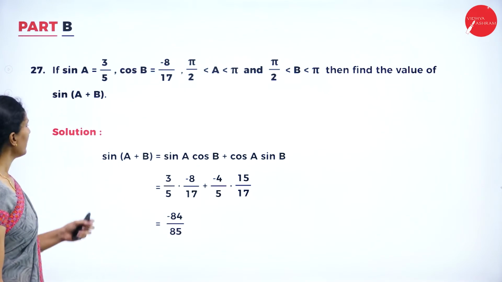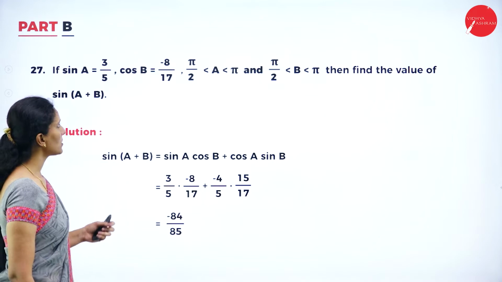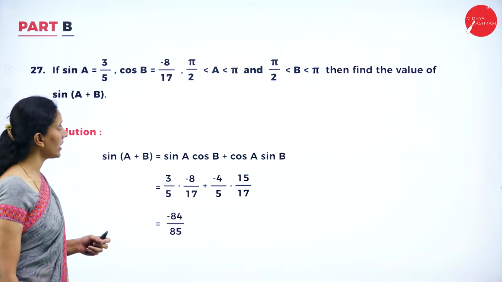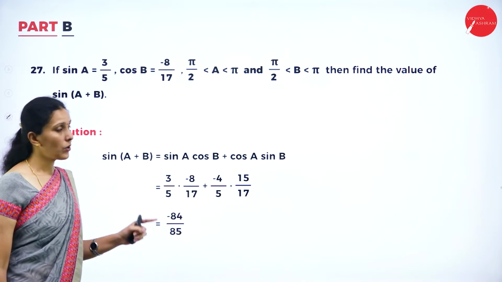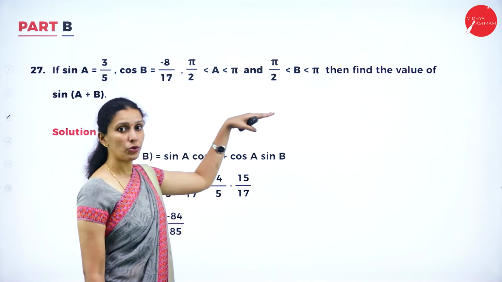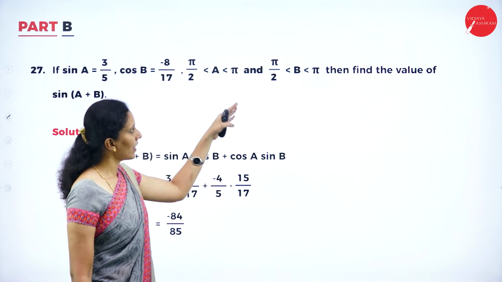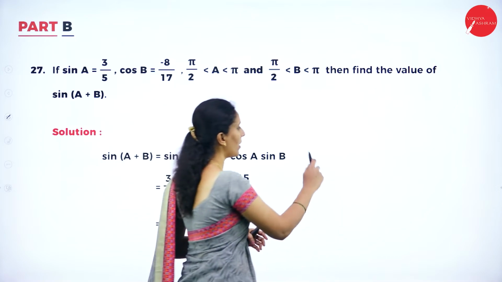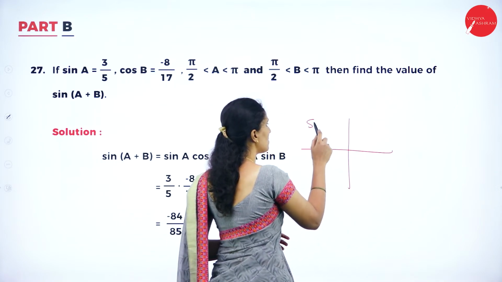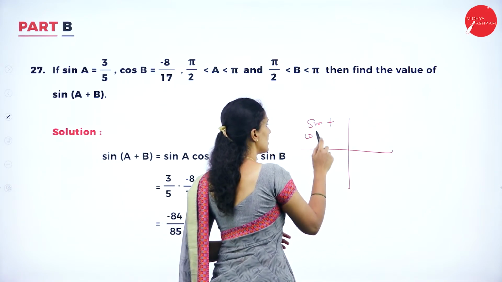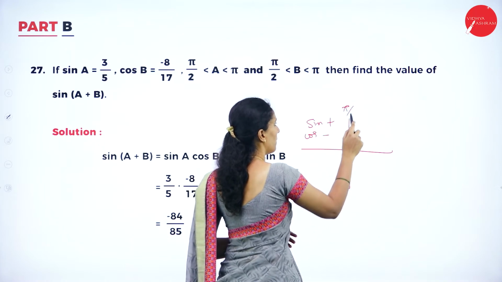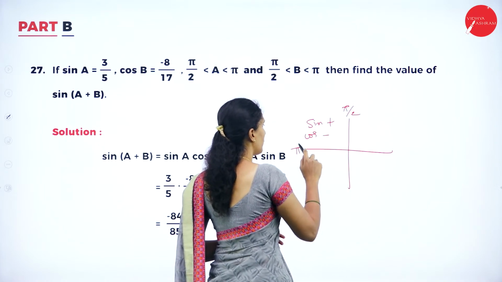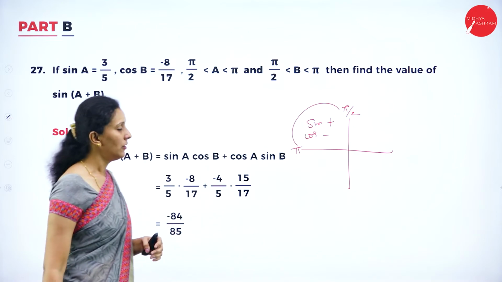Next we have: if sin A is equal to 3 by 5, cos B is equal to minus 8 by 17, and A lies in the second quadrant because it is from pi by 2 to pi, and B lies in the second quadrant again. So in the second quadrant, sin is positive and cos is negative. So this is pi by 2 to pi. We are talking only about this quadrant.